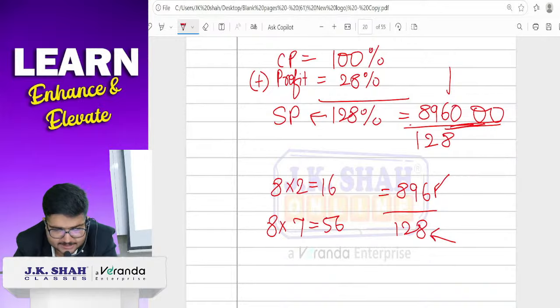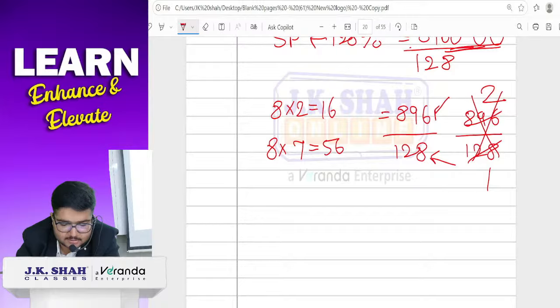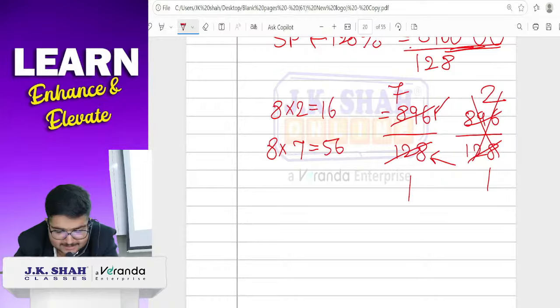There are only two times in which the 8 times table has the last digit 6. So there are only two possibilities. That means 128 2s can be 896 or 128 7s can be 896. But you also know that 128 2s cannot be 896. So it should be 128 7s are 896, right? So the answer can be 7.